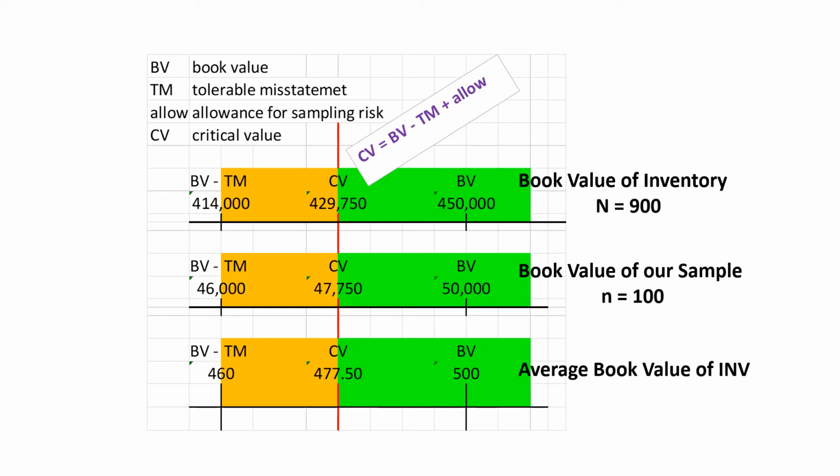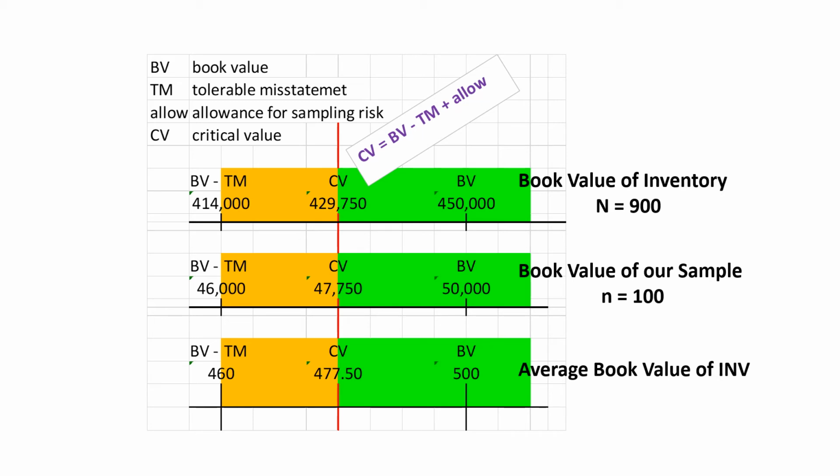So I want you to reflect and make sure you understand these are all the same. I can talk about the book value. I can talk about the book value of our sample. I can talk about the average values. Okay, so make sure that you don't get confused when you bounce back and forth. The important thing is we talk about tolerable misstatement, but the fact that our sample results exceed tolerable misstatement is not good enough. We need an allowance for sampling risk.